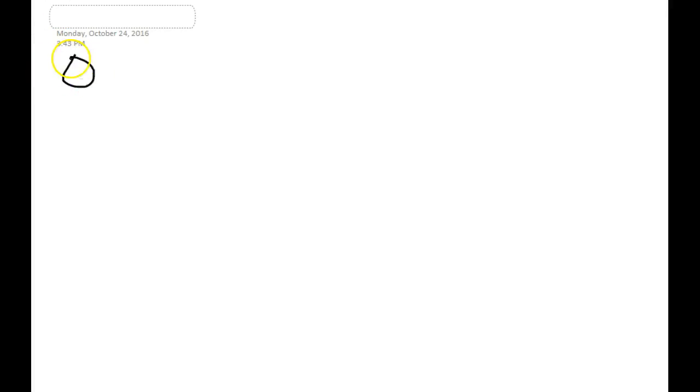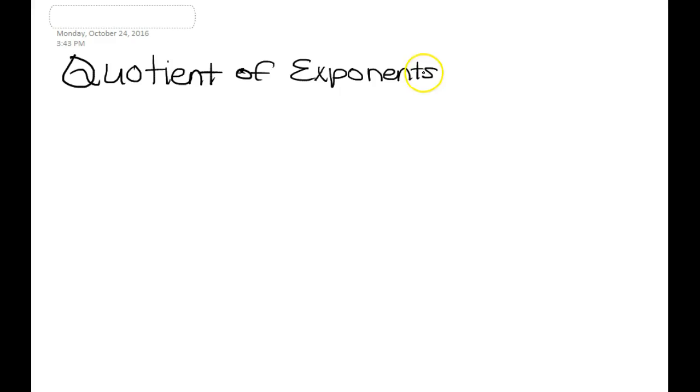Okay, so now we're going to talk about something called the quotient, which is really just dividing exponents. Quotient of exponents is what I'm going to call this. So remember with multiplication, you're adding the exponents. Quotient is kind of nice, especially when you have to use positives.